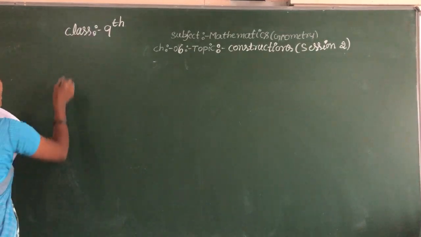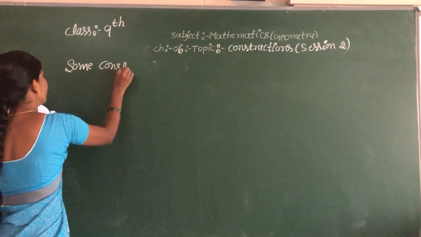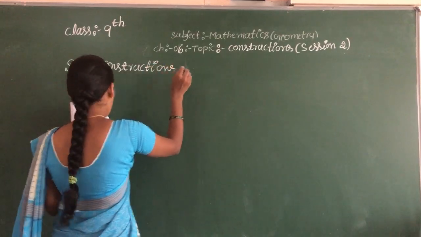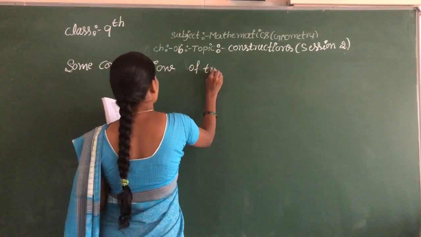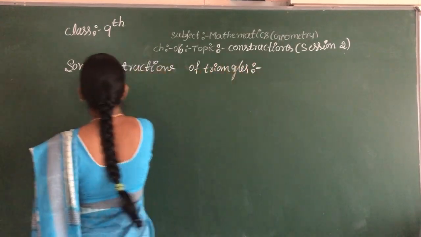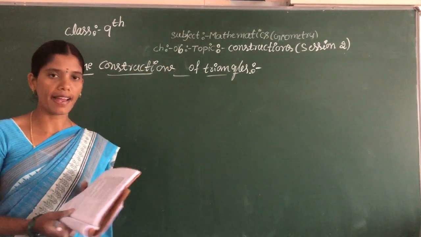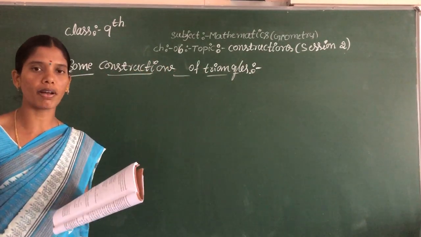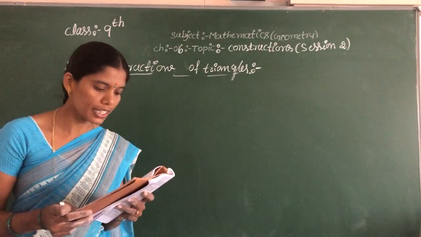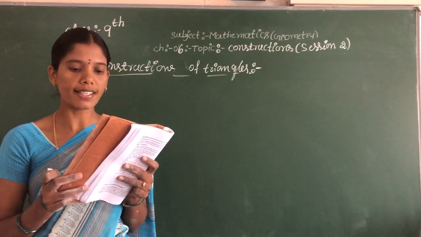Okay children, some constructions of triangles. You already know the deep discussion from the chapter on triangles. Now only the construction of triangles. You see children, in construction 6.4, to construct a triangle, given its base, a base angle and the sum of the other two sides.